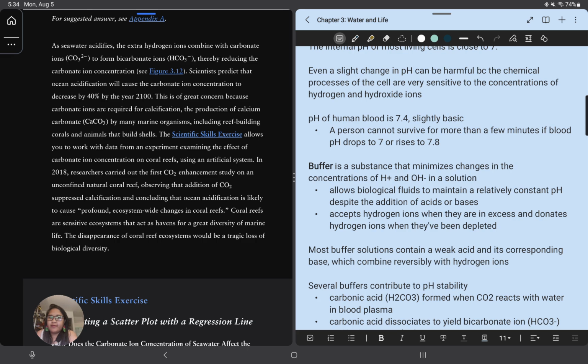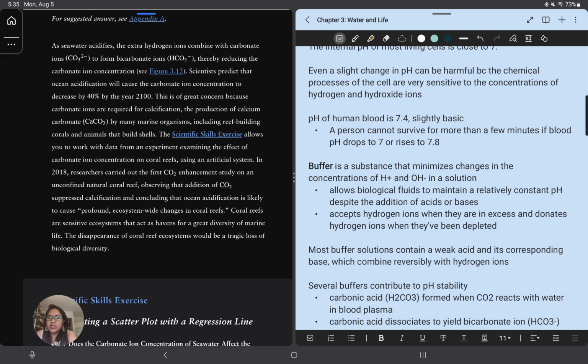The scientific skills review exercise allows you to work with data from an experiment examining the effect of carbonate ion concentration on coral reefs using an artificial system. In 2018, researchers carried out the first carbon dioxide enhancement study on an unconfined natural coral reef, observing that addition of carbon dioxide suppressed calcification and concluding that ocean acidification is likely to cause profound ecosystem-wide changes in coral reefs.